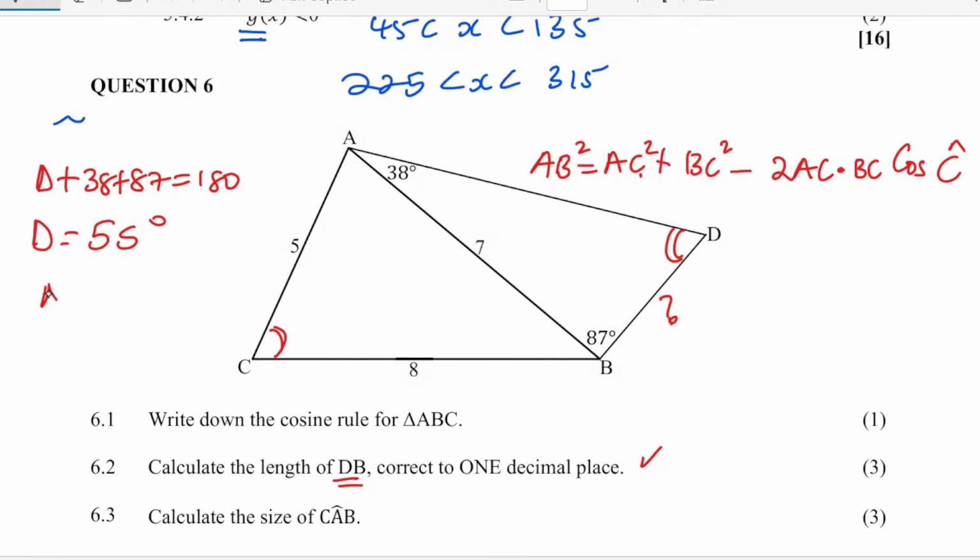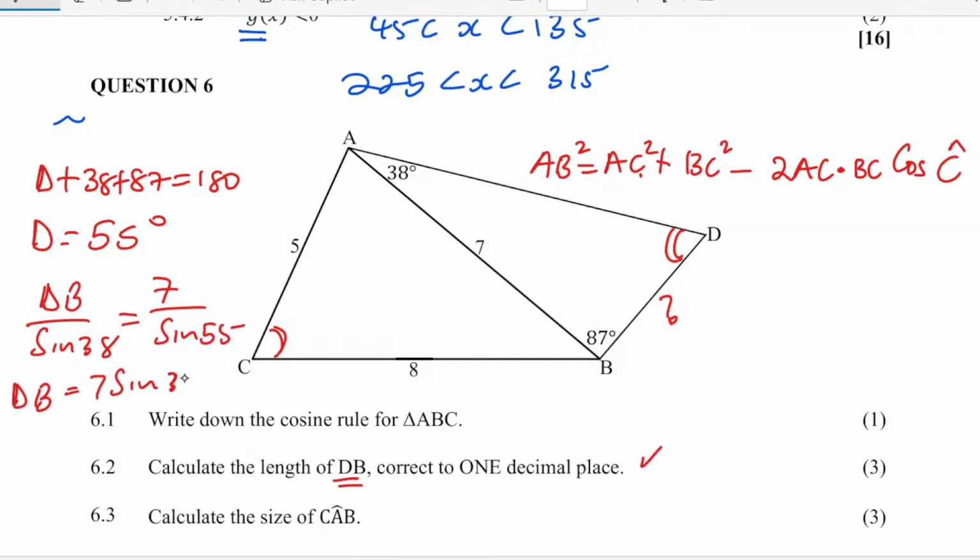So I'm going to say that DB over the sine of 38 should give me the AB, which is a 7, over the sine of 55. So our DB is going to be 7 sine 38 over sine of 55. Now I punch this into the calculator to 1 decimal place. I'm getting a 5.3 units.